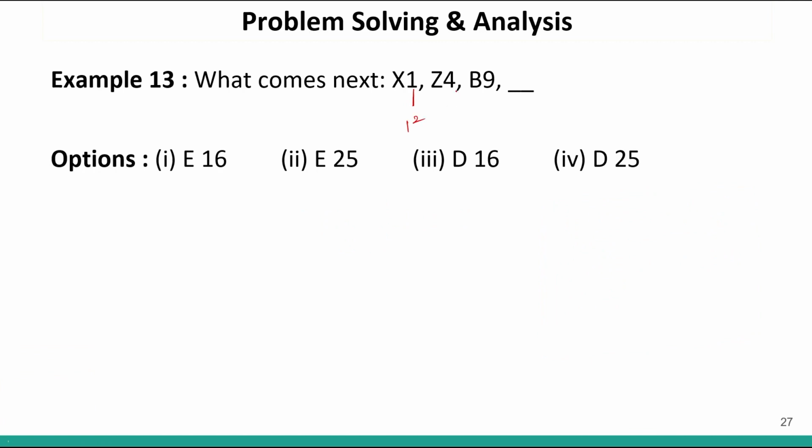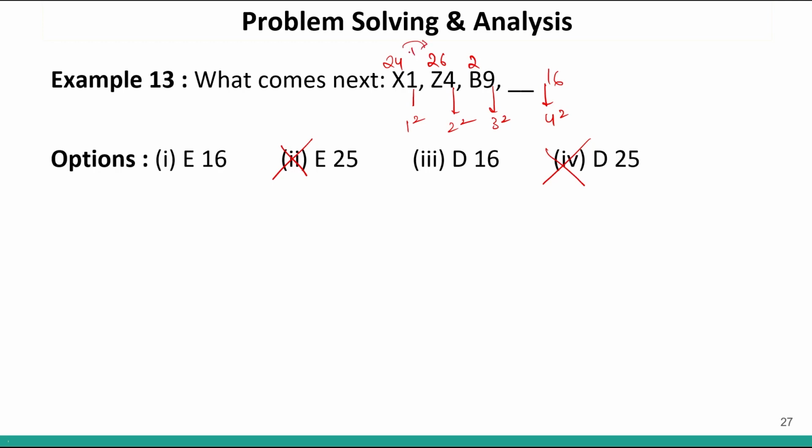So over here, again, if I look at the numbers, this is 1 square, this is 2 square, and this is 3 square. So the next number definitely will be 4 square. 4 square is 16. Elimination of option number 4 and option number 2. Elimination approach. Okay. Now let us look at the letters. This is X. X is what? X is 24. This is 26 and this is 2.